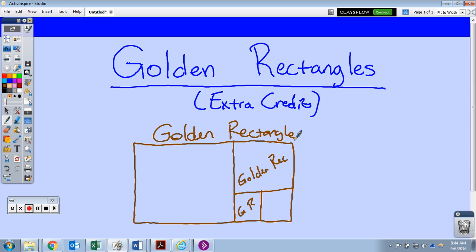So the extra credit assignment, congratulations to the one person who did it, was discussing the golden ratio, and I wanted to know the exact value for the ratio of the length of a golden rectangle to its width. So let's continue this on another page and see how we go about figuring this out.